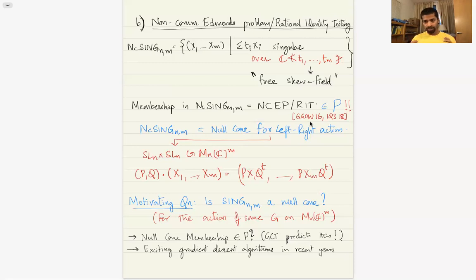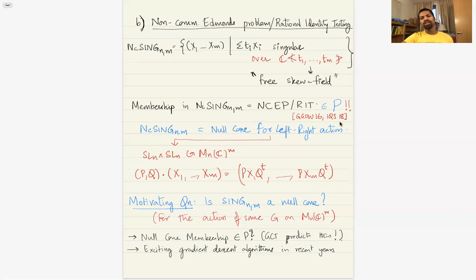Now, the null cone is an algebraic term, which I will explain a little bit maybe after this slide. But first let me explain what this left-right action is so that I can tell you what the motivating questions are. So the left-right action is the action of the group SL_n cross SL_n on m-tuples of n by n matrices. Now, if I have a pair (P, Q) in SL_n cross SL_n, and then I have an m-tuple of n by n matrices, then P will act by left multiplication on each of these matrices, and Q will act by right multiplication. You can ignore the transpose on a first reading. It doesn't really play that much of a role.